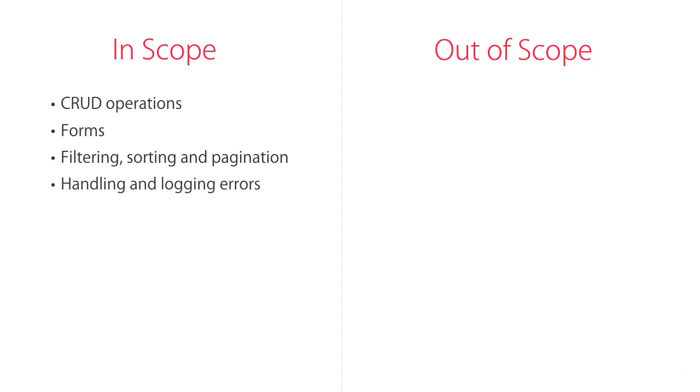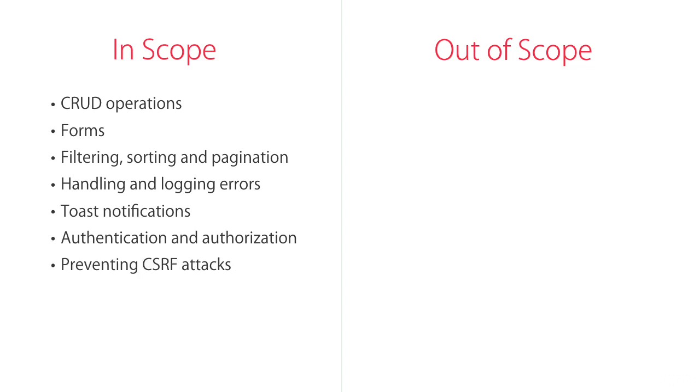We're going to look at handling and logging errors, displaying toast notifications, but note that this is not real-time notifications coming from the server, just a toast notification. We're also going to look at authentication and authorization with multiple roles having different permissions. We're going to look at preventing CSRF security attacks. We're going to look at uploading photos with progress bars, displaying charts, dialog boxes, and so on.